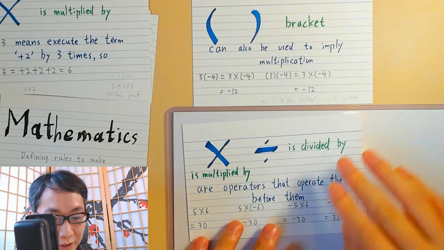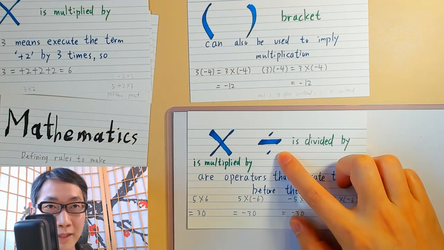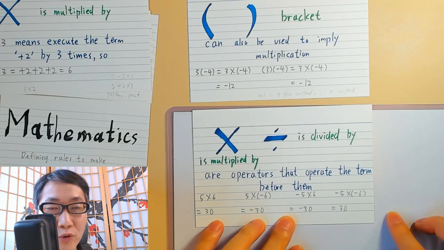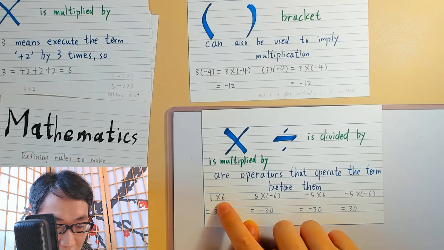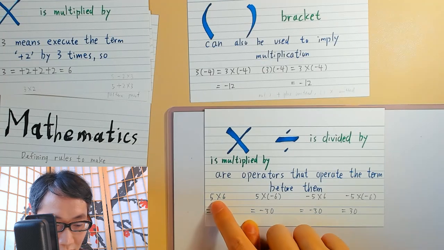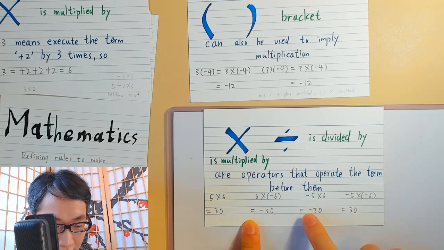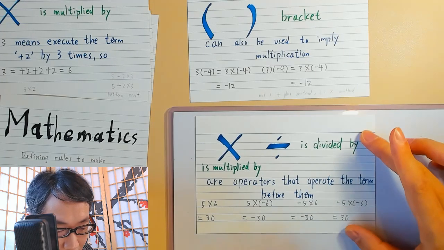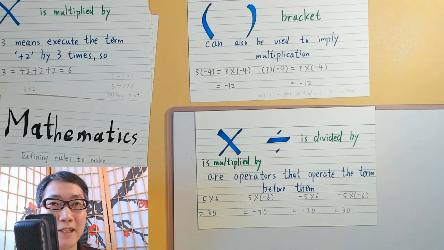So finally, we're going to talk about division next. These two are operators that operate on terms before them. So this multiplied by 6 is targeting the previous term. So we have 30 here. So this is for today. Next video will be the tutorial.